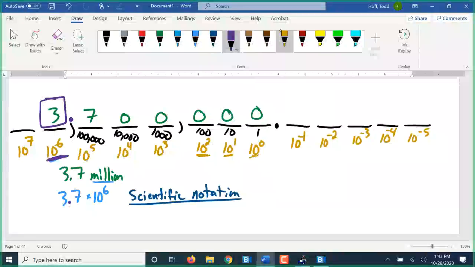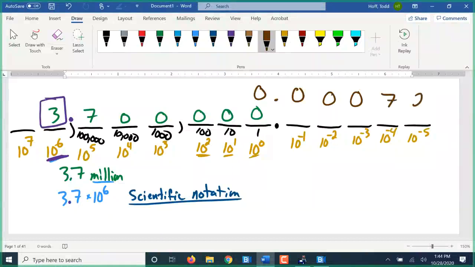So if I had 0.00072, my first non-zero digit is the 7, so I'm going to put my decimal point after that. That's going to be 7.2. And the place value of the 7 is 10 to the negative 4, so times 10 to the negative 4.